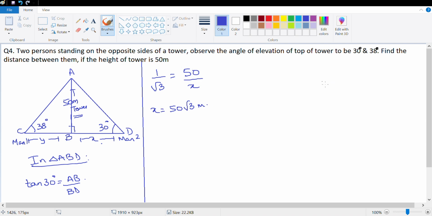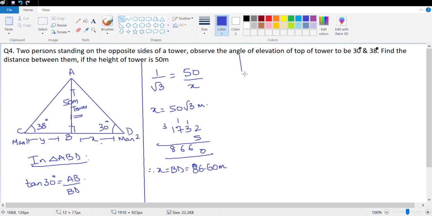Again, let's calculate and see what the answer is. This is 1.732 into 50. 5 into 2, 10; 15 and 1, 16; 35 and 1, 36; that's 8. Therefore, X, which is BD, is equal to 86.60 meters. So we figured out this distance.